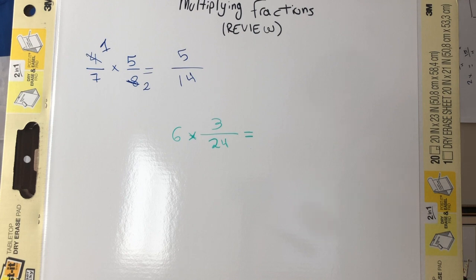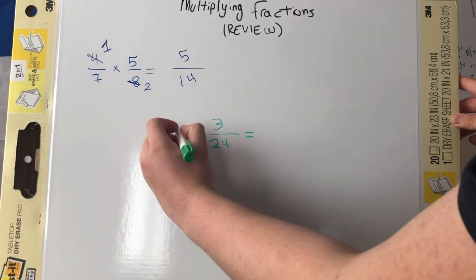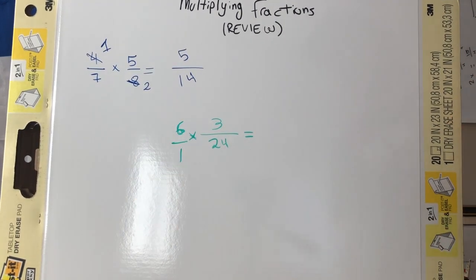So in the second case here, we have a whole number times a fraction, and it's always good to remember that a whole number is also a fraction, and it can easily be made 1. So here we have 6, which is exactly the same as 6 over 1, right? Because 6 divided by 1 is still 6.